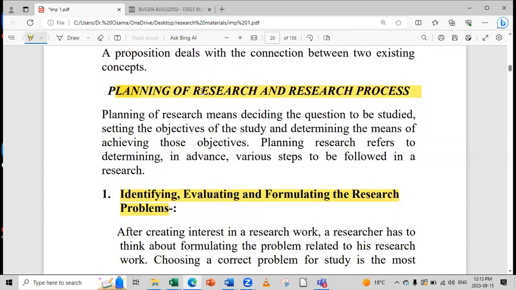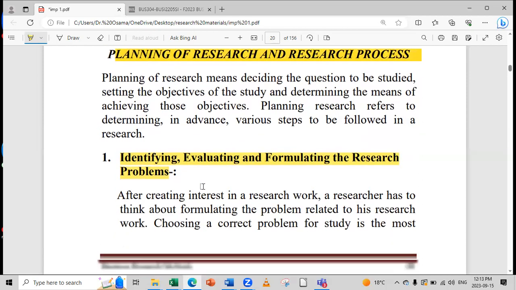The planning of the research and the research process. It's the steps here in front of you. I will take it one by one now. First step, identifying, evaluating, and formulating the research problem.